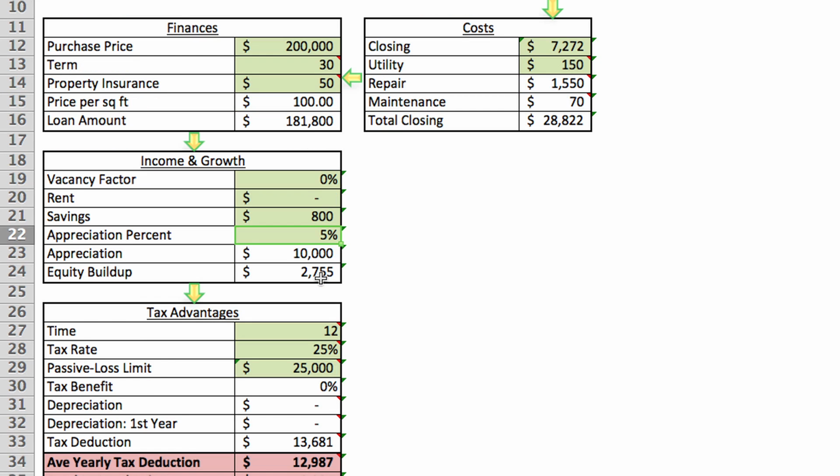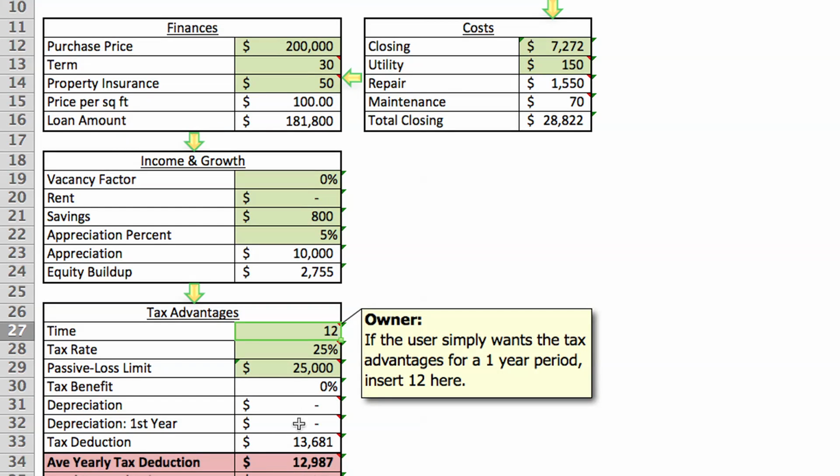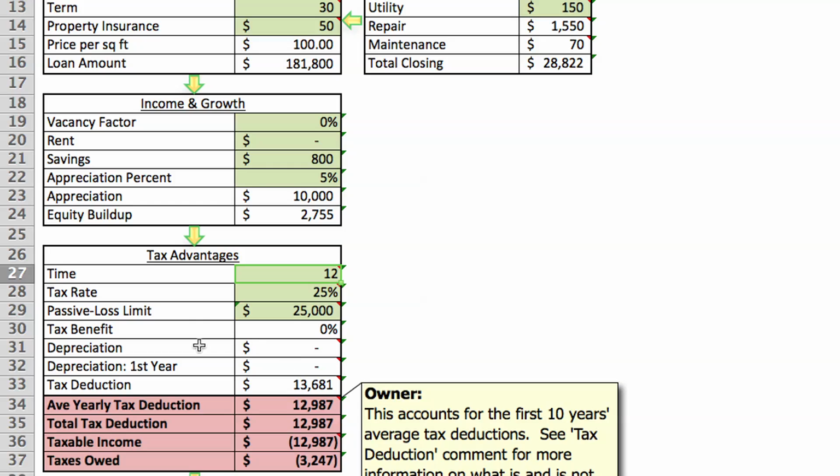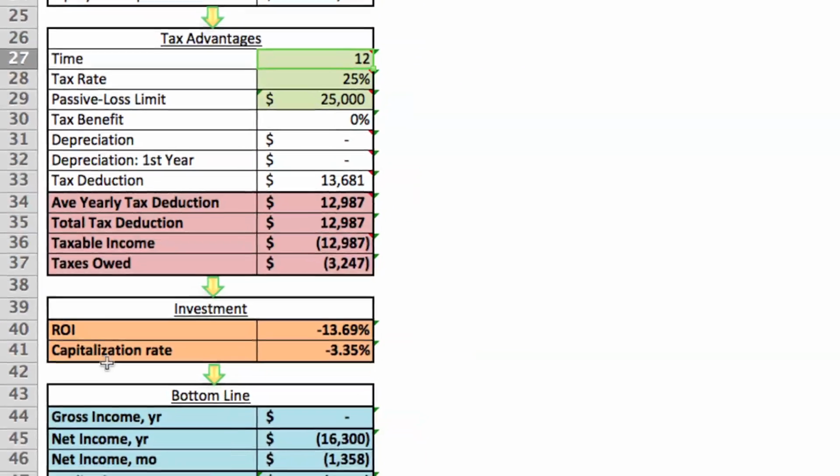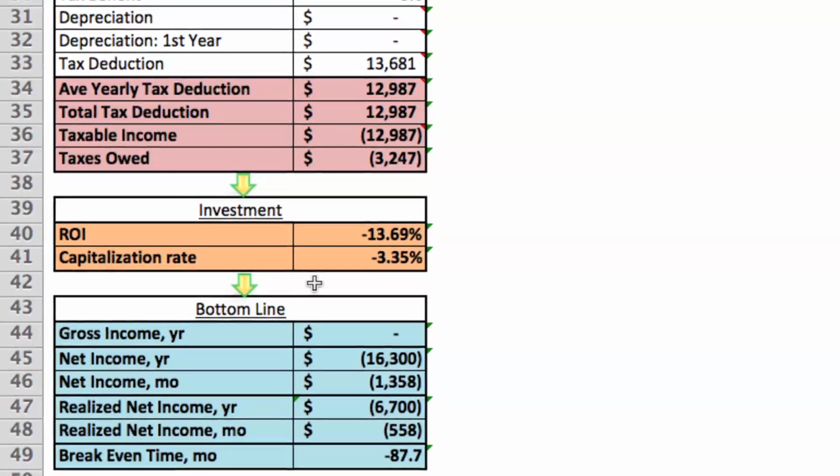I wanted to run actually a pessimistic scenario, so these numbers are not actually incorporated into the finances, but they are there transparently written so you can see them if we were to appreciate 5% per year. Then the tax advantages, not going to get into this, but they are calculated here. Now, the most important thing that I want to focus on is the investment box.